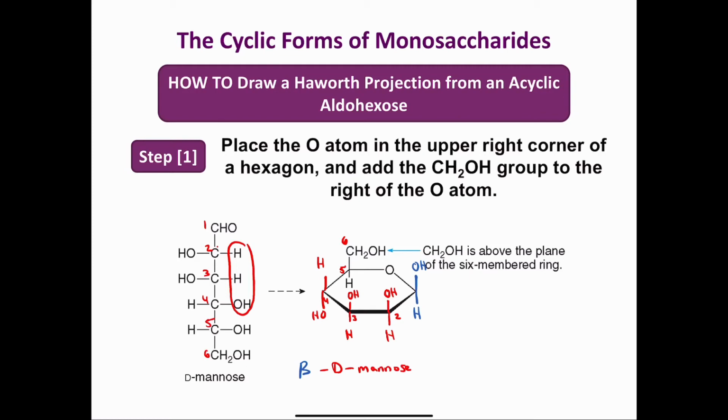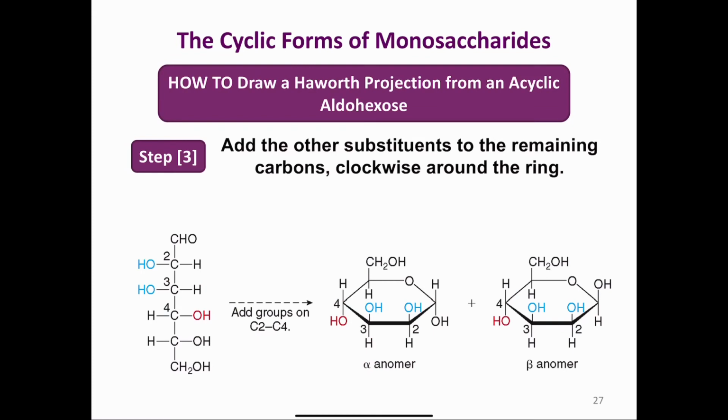It's important to remember that the only way that alpha and beta D-mannose differ is the orientation of the hydroxyl group at the chiral carbon. And here are her drawings of the two anomers, the alpha anomer that shows the hydroxyl on the anomeric carbon pointing down, and the beta anomer which shows that hydroxyl pointing up like this.